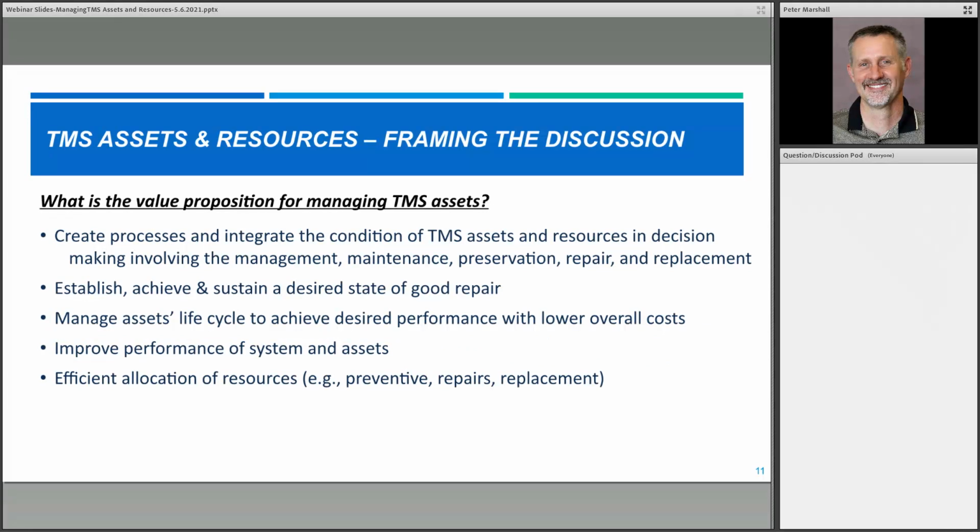So what is the value proposition for managing TMS assets? Well, asset management creates processes and integrates the condition of TMS assets and resources in decision-making involving the management, the maintenance, the preservation, the repair, and the replacement of those assets. And with those processes in place, agencies can do a number of things, including establishing, achieving, and sustaining a desired state of good repair, managing assets' life cycle to achieve desired performance with lower overall costs, improving the performance of the TMS assets and the overall system, and they're able to efficiently allocate resources, for example, preventive maintenance efforts, repairs, or the replacement of assets.